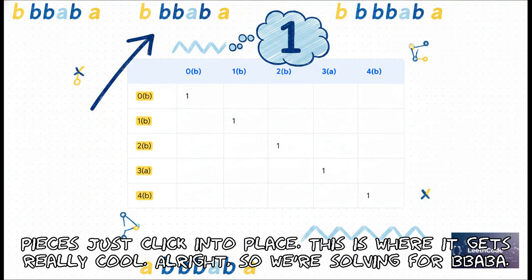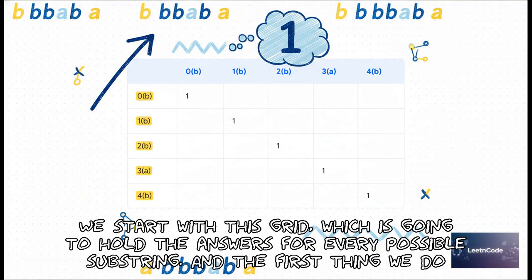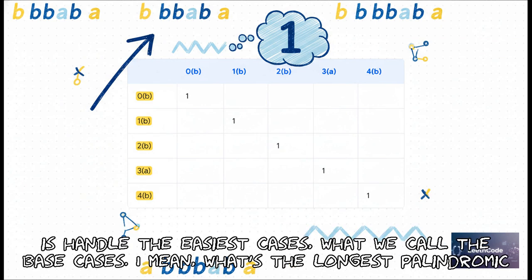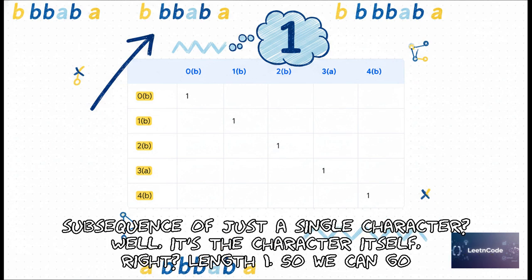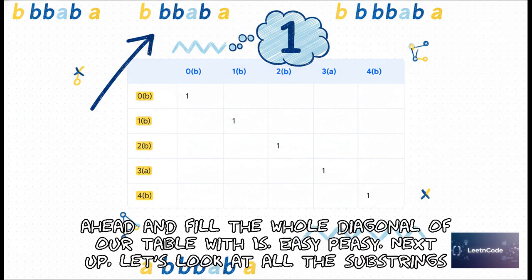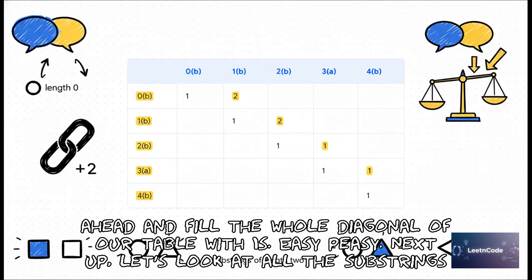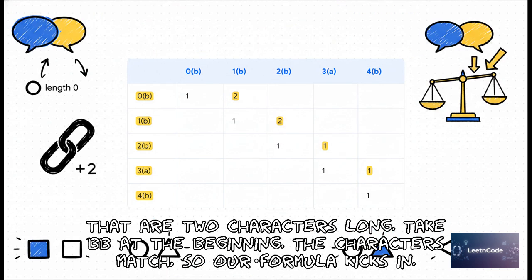All right, so we're solving for BBBBA. We start with this grid, which is going to hold the answers for every possible substring. And the first thing we do is handle the easiest cases, what we call the base cases. I mean, what's the longest palindromic subsequence of just a single character? Well, it's the character itself, right? Length 1. So we can go ahead and fill the whole diagonal of our table with ones. Easy peasy.